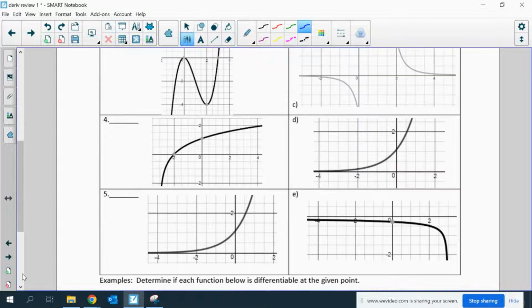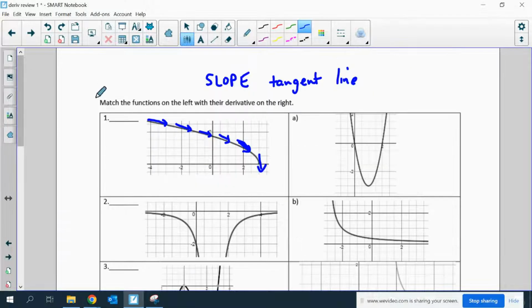So if we look at all of these over here, we have all of my slopes. Remember, this is the graph of the derivative. If we look at letter E, all of the slopes are negative, and they're getting increasingly more negative until we get toward negative 3, where it goes off toward negative infinity. So 1 is E.